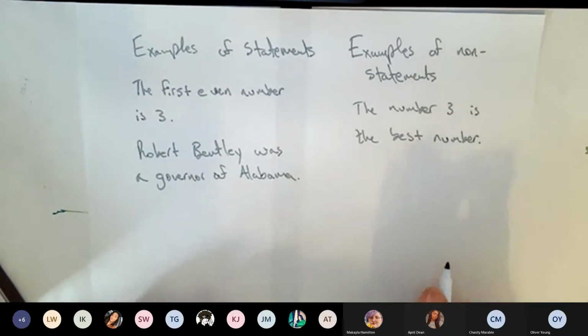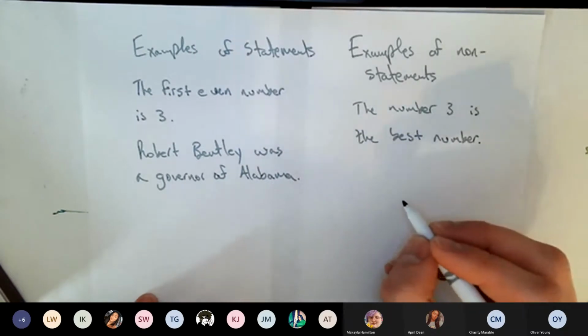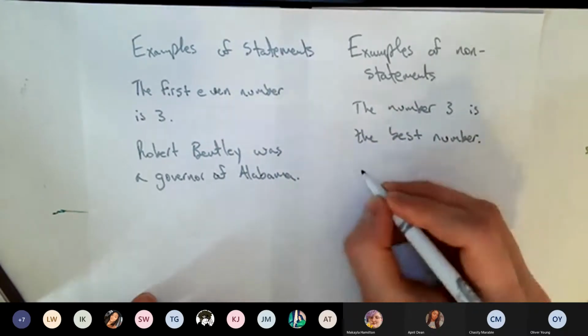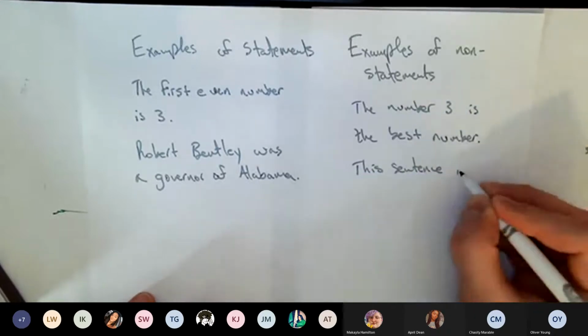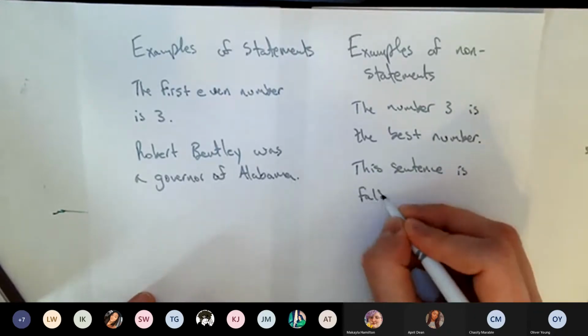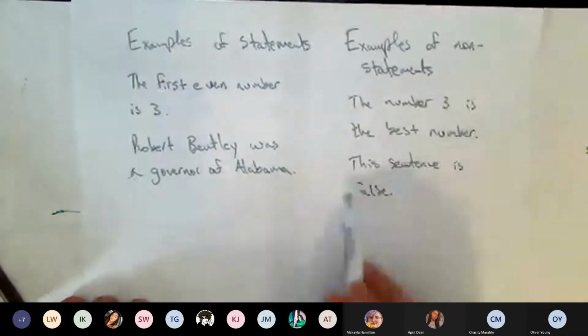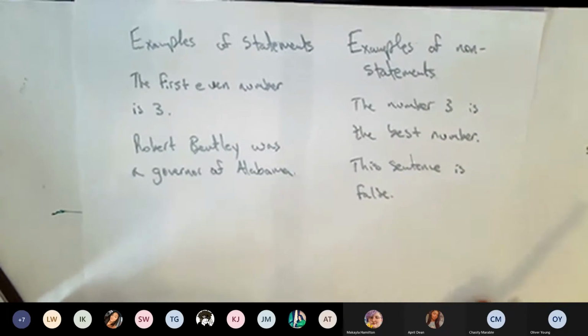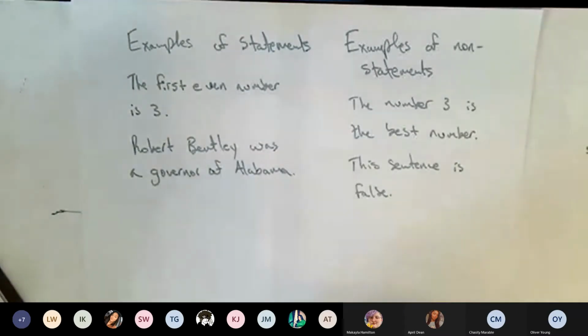Okay, an example of a non-statement. Here's one the book gives: this sentence is false. So that's a non-statement because it's just not clear what the sentence is talking about, whether it's talking about this exact sentence or maybe a sentence prior to it. It's not a clear statement here.